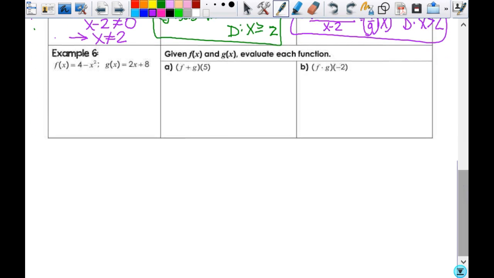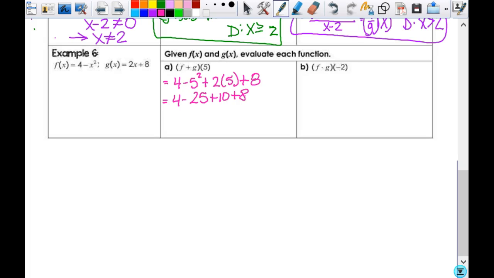All right. So now we're given f of x and g of x, and we're going to evaluate each function. Now, we could go ahead and find the function combined and then substitute, but you don't have to. You can substitute and then combine. That's why you get to write it two different ways. So I'm going to substitute in this 5. And that's going to give me, for f of x, 4 minus 5 squared plus the g of x, which is 2 times 5 plus 8, right? This should be a piece of cake. So that gives me 4 minus 25 plus 10 plus 8.